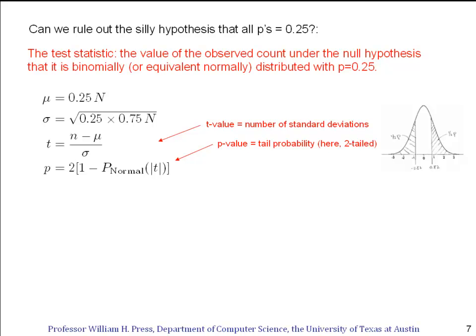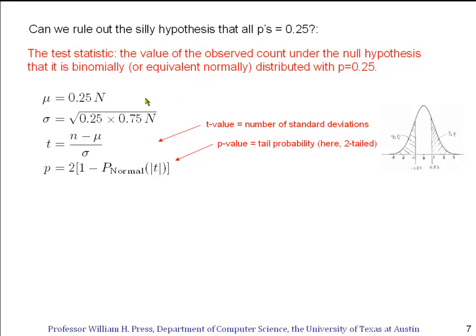Okay, let's try this out to see if we can rule out the silly hypothesis that all the probabilities are equal, and since there are 4 of them, they must be equal to 0.25. Now we need a test statistic. Our test statistic is going to be the value of the observed count under the null hypothesis that it is binomially distributed with probability p equals 0.25. And we saw that because the counts are so large, this is effectively the same as the hypothesis that it's normally distributed. So let's put in the numbers.